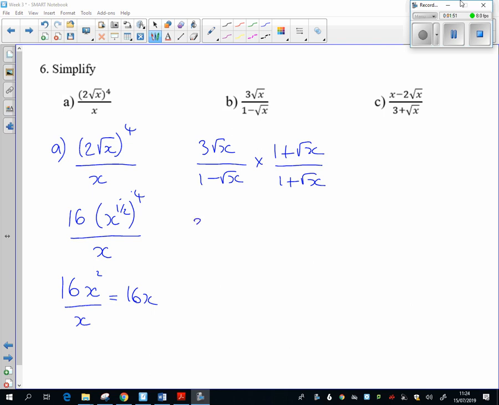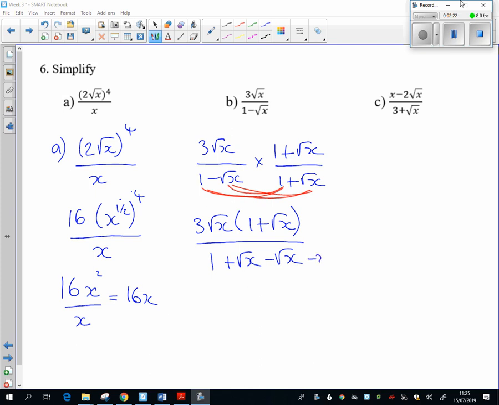So for now, I'm just going to write my numerator factorized like that, and I'll come back to that shortly. So the denominator, I have got 1 times 1, which is 1. I have got 1 times root x, which is root x. I have got minus root x times 1. That's minus root x. And I have got minus root x times root x. So that's going to be minus x.